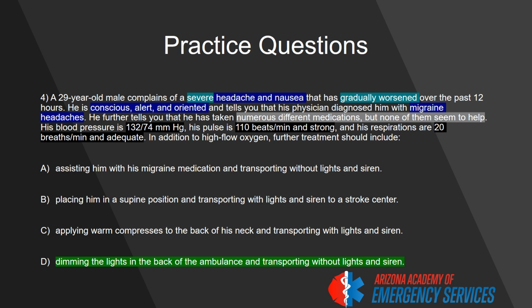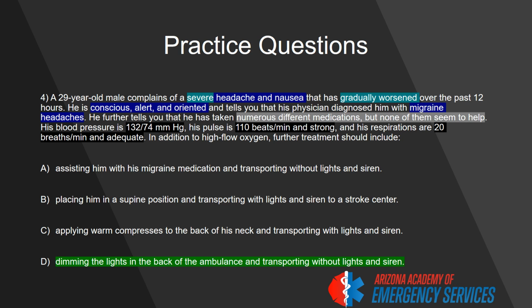If they're just experiencing a migraine, there's really no reason to take them to a stroke center. Answer option C, applying warm compresses to the back of his neck and transporting with lights and sirens. Again, the warm compresses for answer option C are neither right nor wrong.